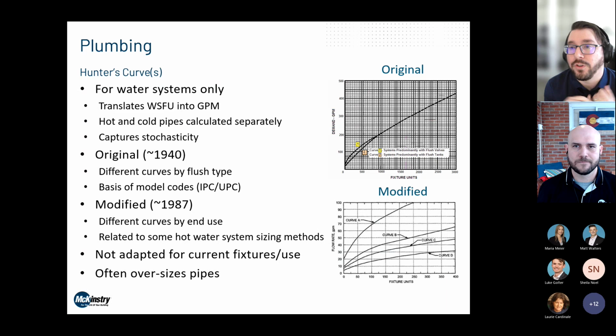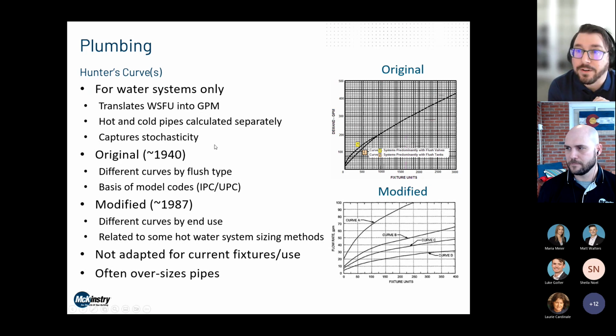So how do you get from something as abstract as a water supply fixture unit to how much water you're expecting to flow through the pipe, and use some pipe sizing guidelines? Use Hunter's curve. It essentially applies to water systems only. It translates between water supply fixture units and GPM. There's an example on the right. There's two big ones, the original and the modified. The original is circa 1940, modified circa 1987.